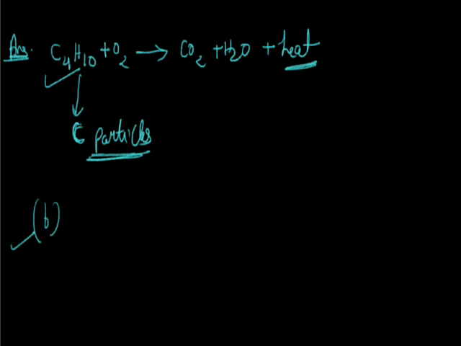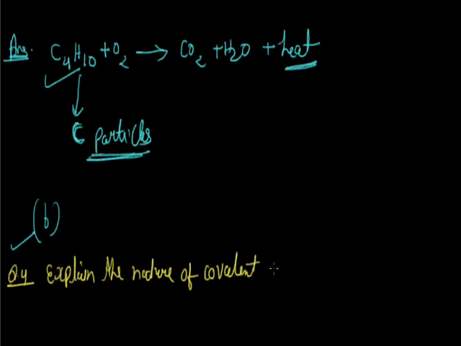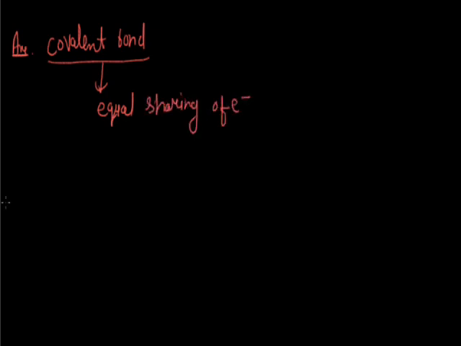Now the next problem, question number 4. Explain the nature of covalent bond formation in CH3Cl. Now, what's the answer to this problem? If we are discussing the covalent bond, what's the meaning of a covalent bond? A covalent bond is a bond formed by the equal sharing of electrons. When there is equal sharing of electrons, it gives a covalent bond.